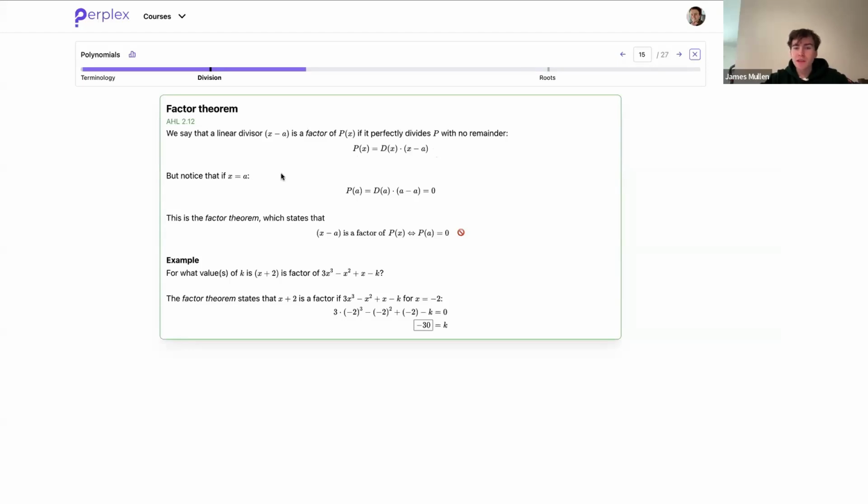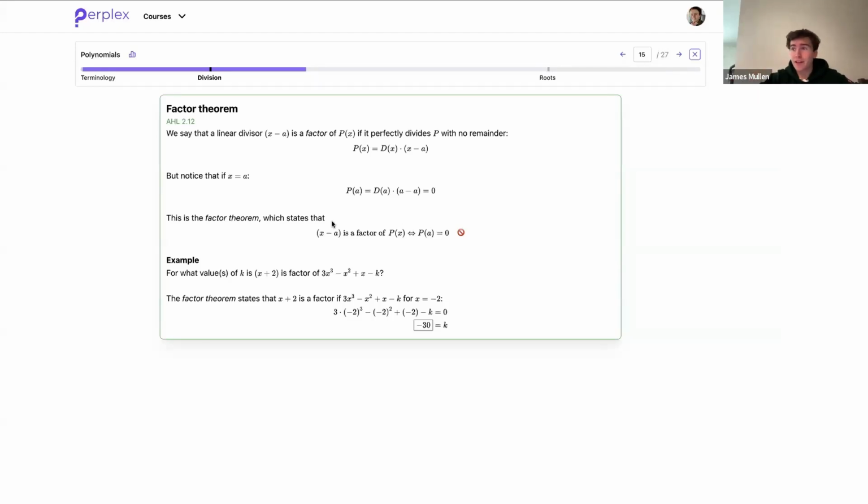Notice that if I let x be equal to a and I find p of a, then I'm going to have q of a times a minus a, and that's going to be 0. All right. And this works for any factor x minus a of the polynomial p of x. And what that means is that if x minus a is a factor of a polynomial, then p of a is equal to 0. And that kind of makes sense. We almost already know that.